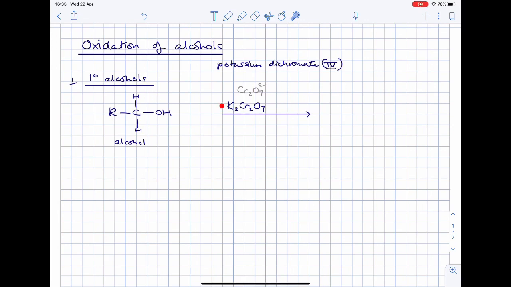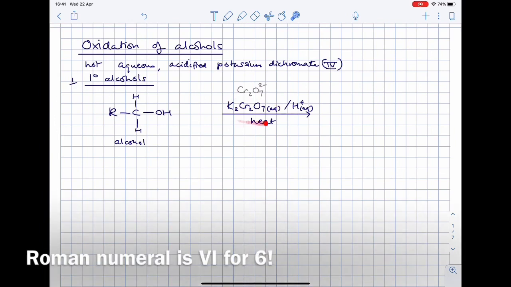Also, the potassium dichromate has to be in aqueous solution, and it must be acidified, so we must have protons in the solution. So we use aqueous acidified potassium dichromate, and this needs to be heated. So often we say this is hot aqueous acidified potassium dichromate. The potassium dichromate is a reactant in this reaction of oxidation. However, we don't write the formula of the potassium dichromate in the equation because it's actually quite difficult to balance using that formula.